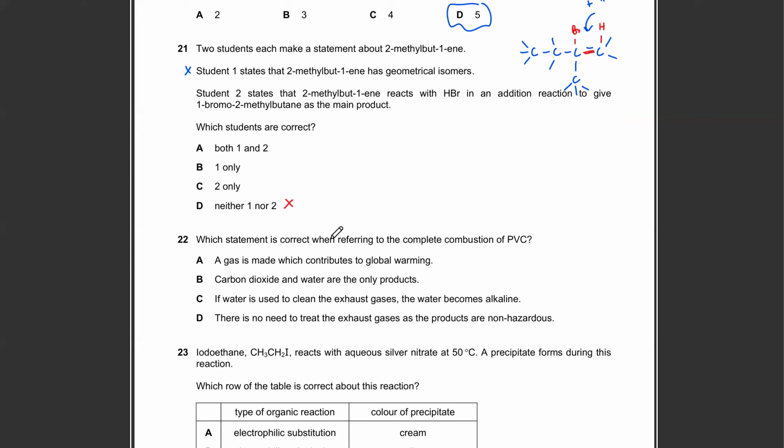Which statement is correct when referring to the complete combustion of PVC? Is it the first one? Yeah, this one is definitely wrong. It's going to be acidic. There's no need to treat the exhaust gases as a product of non-hazardous. They are. Yeah, that's the first one. Carbon dioxide.